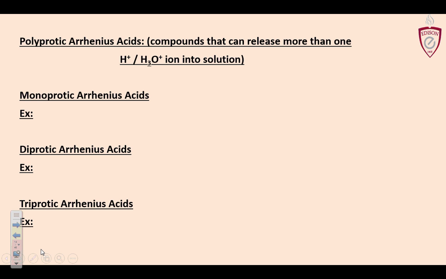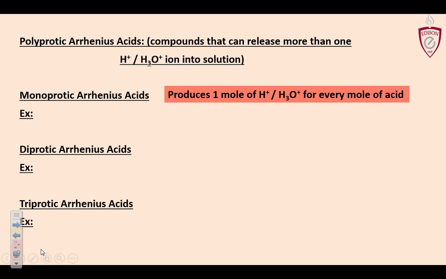Polyprotic Arrhenius acids. Basically, I can form more than one H plus sometimes. So what's a monoprotic? Mono means one. Protic means proton. So a monoprotic Arrhenius acid has to release one proton for every 1 mole of acid. Like hydrogen chloride, hydrochloric acid, is a monoprotic Arrhenius acid, because it's only got one hydrogen atom to donate.